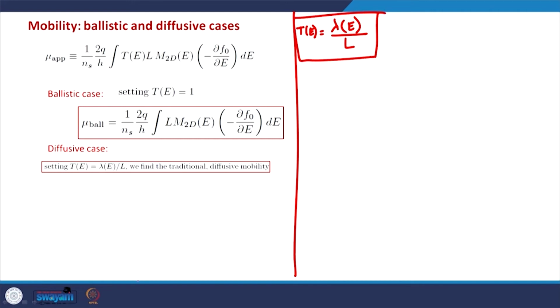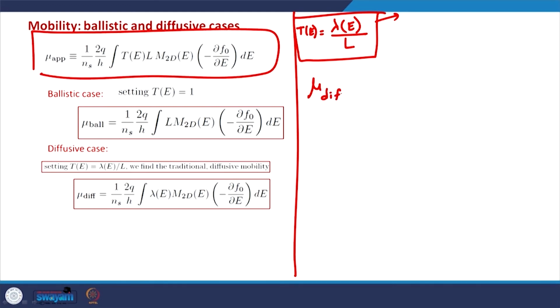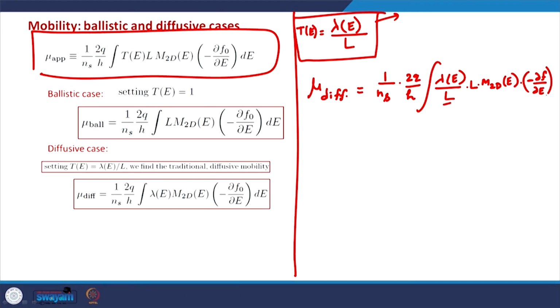Okay. This is the case when purely diffusive transport is there. In that case, the transmission coefficient is written as lambda E by L, and the mobility from this expression, if we start with this expression, the diffusive mobility or mobility in the case of diffusive transport will be 1 by ns times 2q by h integral over, let us replace this TE by lambda E by L into DE. So, L and L cancels.